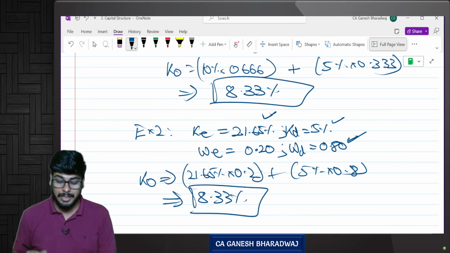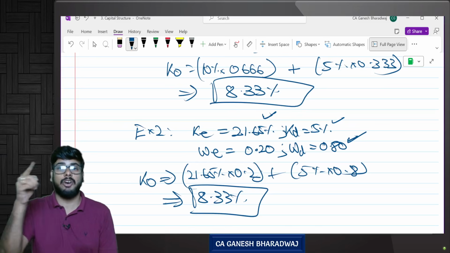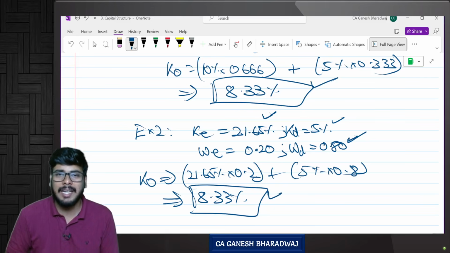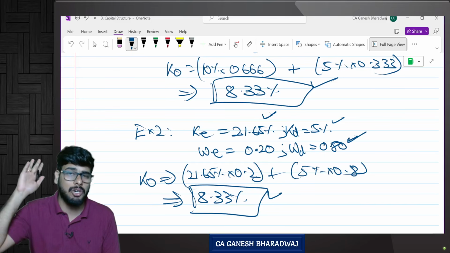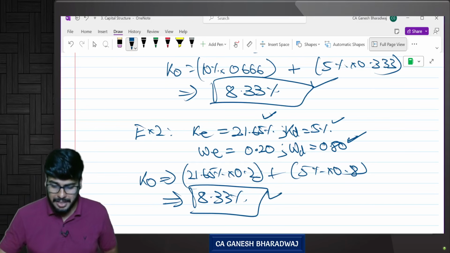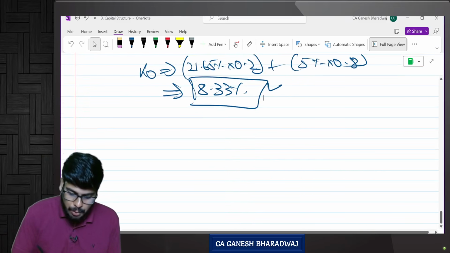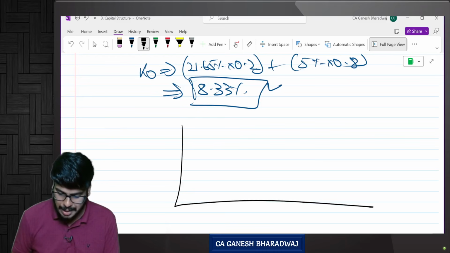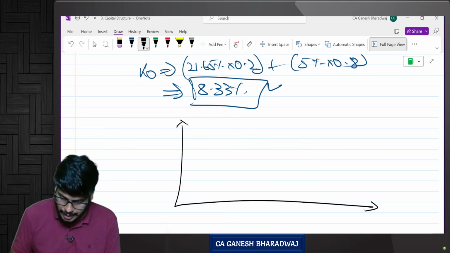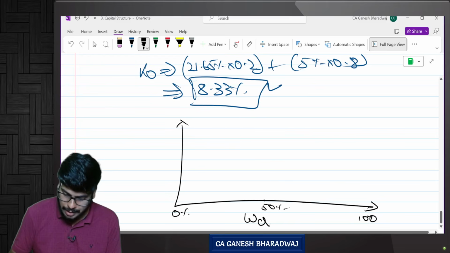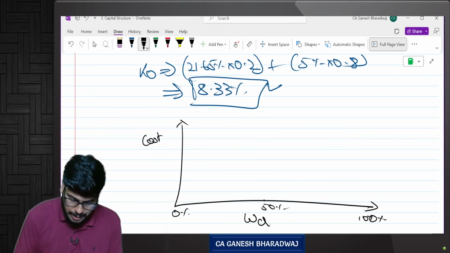In other words, the NOI approach says that because of the increase in the proportion of debt, your overall cost of capital remains 8.33%. That is, if you infuse more debt in your capital structure, that is, the weight of debt goes 0%, 50%, 100%, and here it is going to be cost as a percentage.